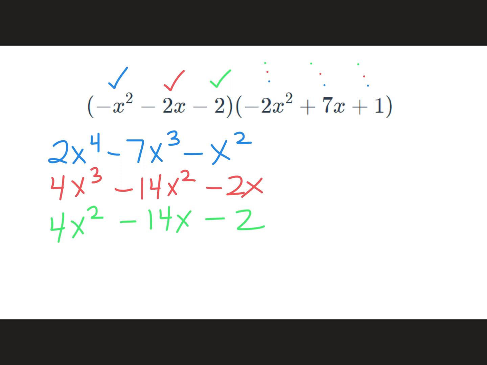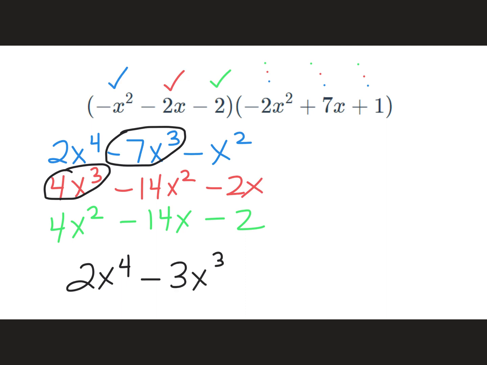But now I'm going to start looking for like terms. And so there's nothing like the 2x to the power 4. So he's going to be my starter. And then I have this guy and this guy. Is there any other that has x to the power of 3? The answer is no. And so that would be a negative 3x to the power of 3.